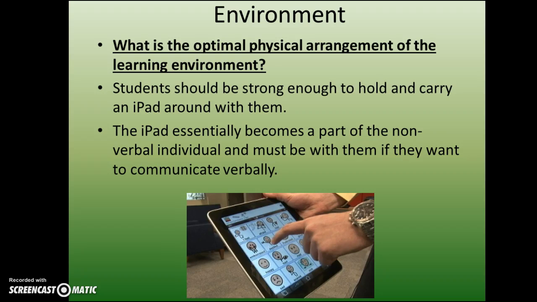What is the optimal physical arrangement of the learning environment? Basically, students should be strong enough to hold or carry an iPad around with them, and the iPad essentially becomes a part of the nonverbal student or individual, and it must be with them if they want to communicate verbally. So in that picture there, that's what the app looks like. And in order to communicate, you have to actually carry this iPad around with you.